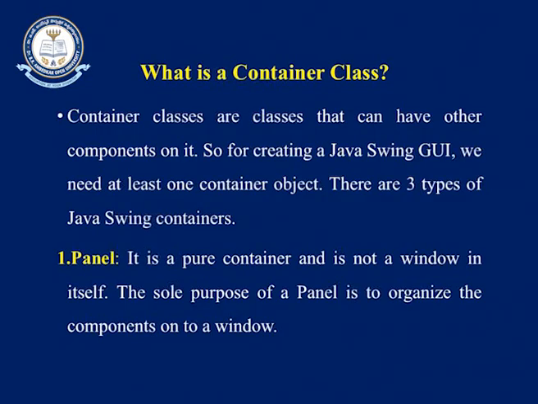Already I covered containers just now. So, what is a container class? We have different types of container classes. These containers are used to store the different types of components. Let me tell you about some types of containers. First one is panel. Panel is one type of container. It is a pure container and it is not a window in itself, nothing but it does not have the window structure. Like in Windows we have minimize, maximize, close buttons, but we may not have that in the panel, but we can store multiple components in the panel.